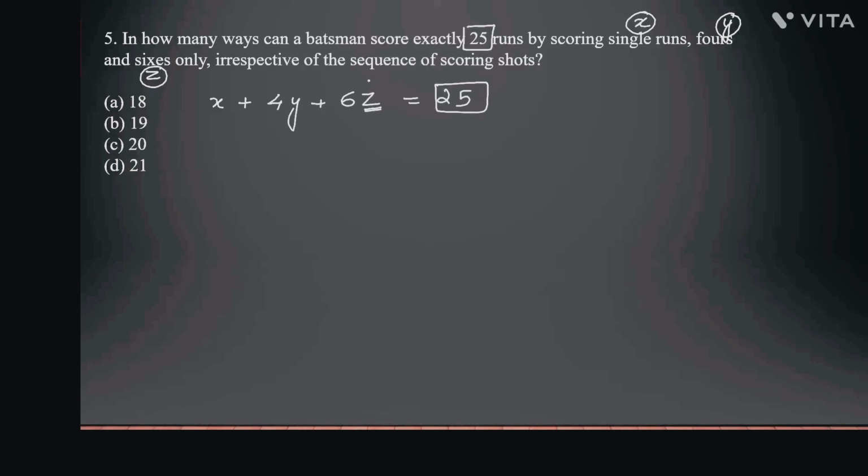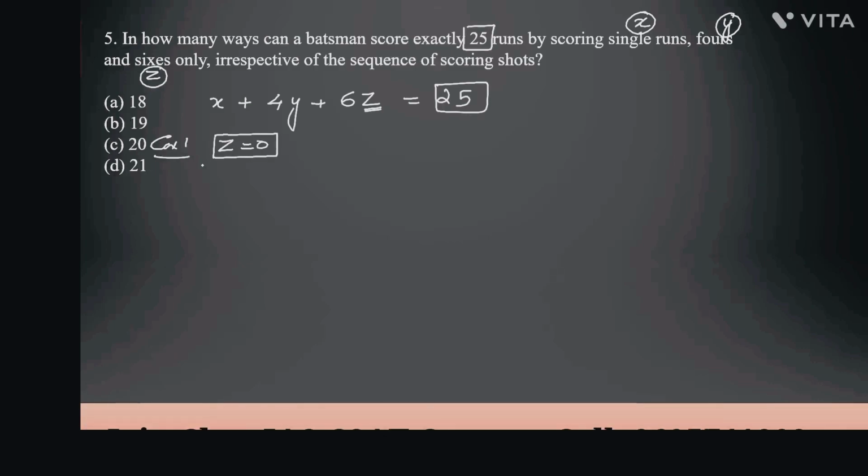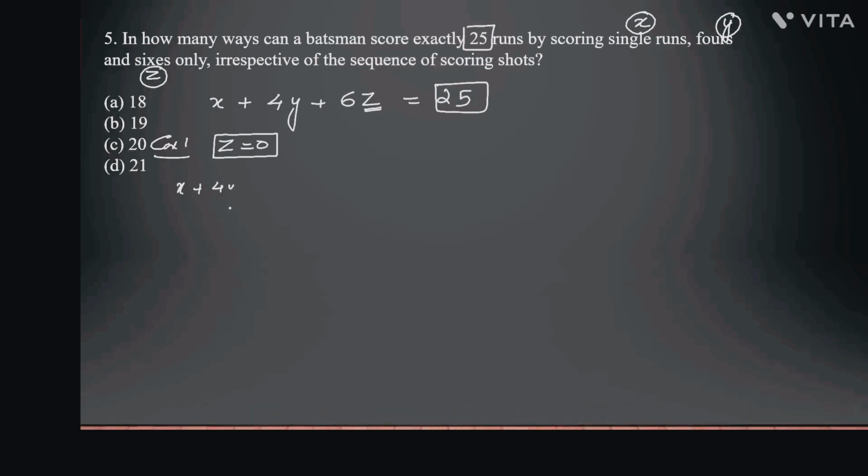So since the number of possible values for Z is small compared to other variables, I'm going to consider different scenarios for Z here. Okay. First case 1, when Z is equal to 0. That means the number of sixes he scored is 0. So if Z is 0, the equation is going to be X plus 4Y is equal to 25.